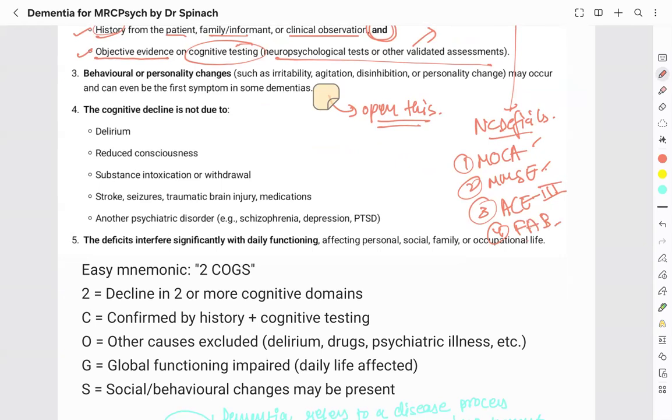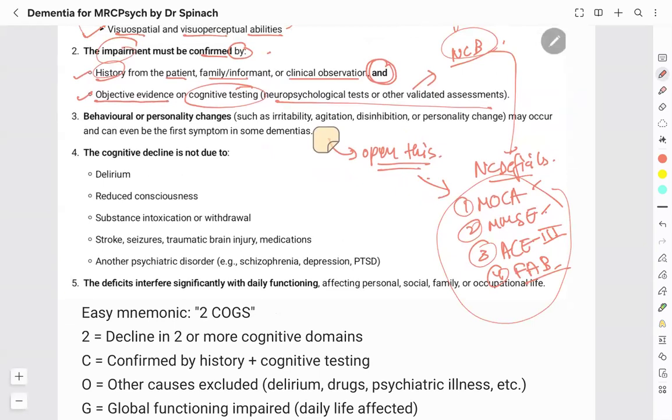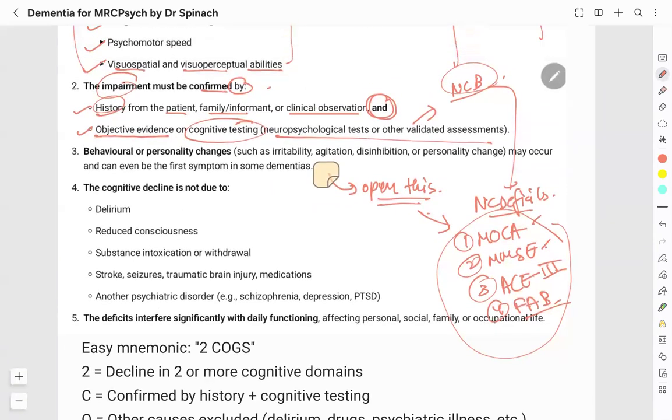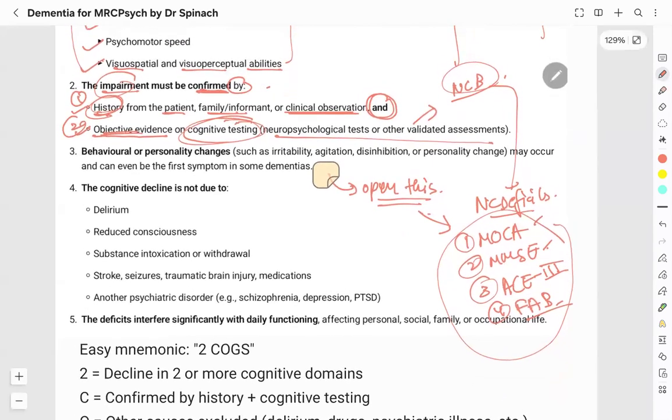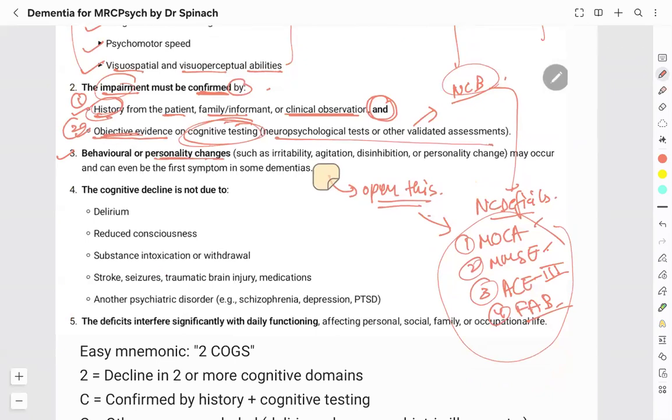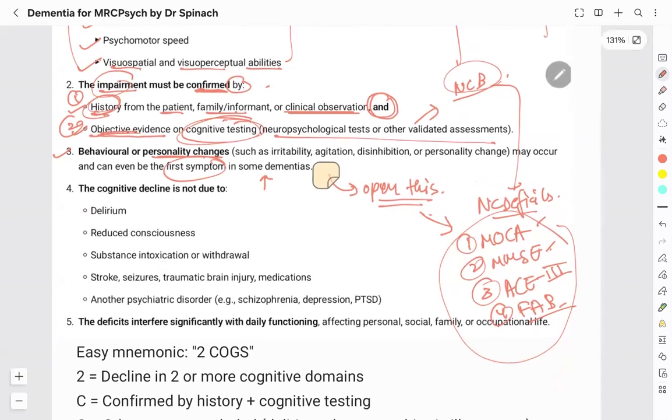Yeah, that's right. Some of the most commonly used neurocognitive assessment scales are these. So these are two things: first, impairment must be confirmed by the history from the patient, family informant, or clinical observation, and second, objective evidence on cognitive testing. Then we move on to behavioral or personality changes, which can be present, sometimes even as the first symptoms in some dementias. Can you name one type of dementia that can present first as behavioral or personality change rather than memory deficits?